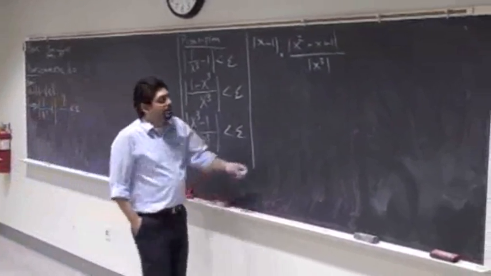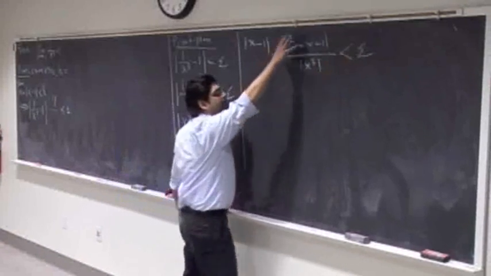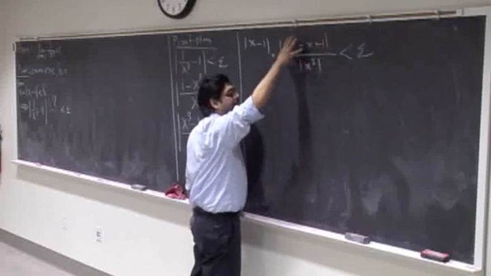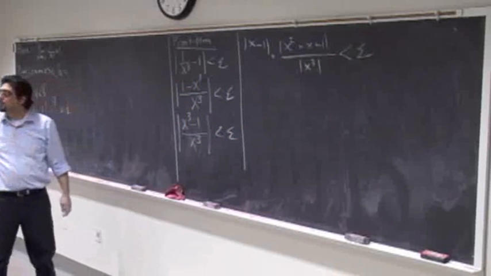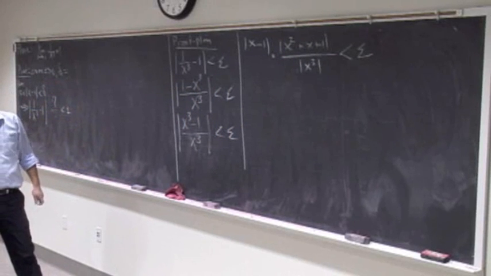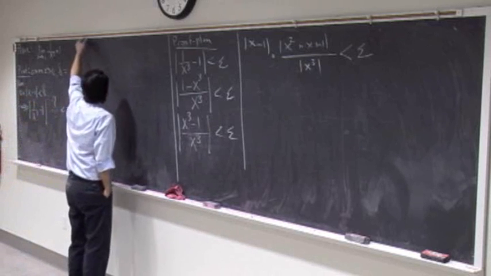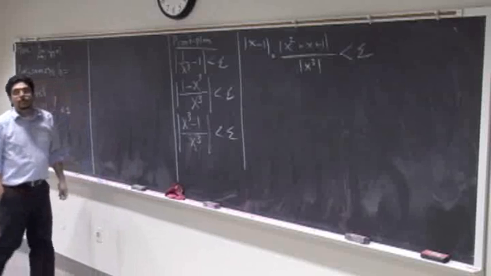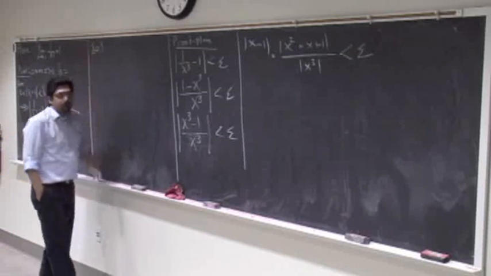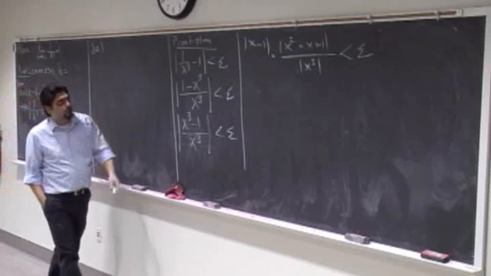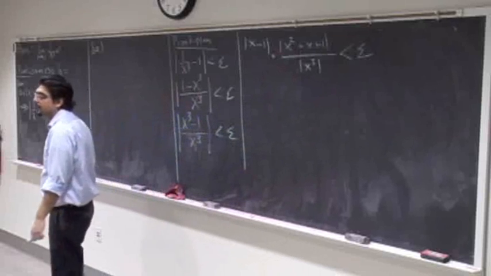Because now we want this to be less than epsilon. And I want to change this into the worst case scenario, right? I want to see the largest number this could be. You agree? Okay. Again, we have to make a choice. We have to have some idea of where x is in order to see how large this expression could be. Okay?